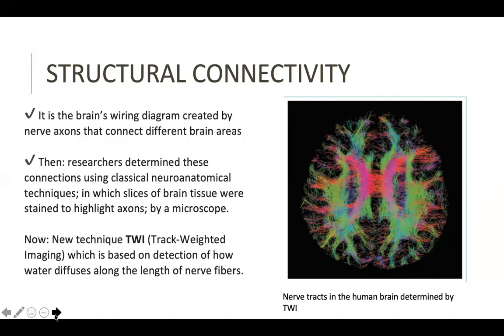That was in the past, but now there is a new technique called TWI, or track weighted imaging, which is based on the detection of how water diffuses along the length of nerve fibers. So we can understand the structural connections underlying cognitive function inside our brain. As you can see in this figure, the TWI produces a very beautiful picture of the structural connections of our brains.